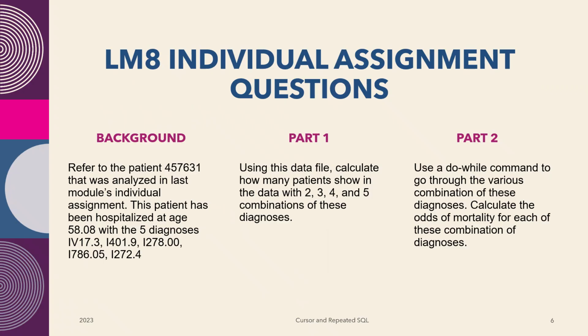Now to move into the LM8 individual assignment, there are 2 parts to this assignment. But first, the background. So refer to patient 457631 that was analyzed in last module's individual assignment. This patient has been hospitalized at age 58 with the 5 diagnoses listed below. For part 1 of this question, we will use the data file to calculate how many patients show in the data with 2, 3, 4, and 5 combinations of these diagnoses. And then for part 2, we'll use a do-while command to go through the various combinations of these diagnoses and calculate the odds of mortality for each of these combinations.